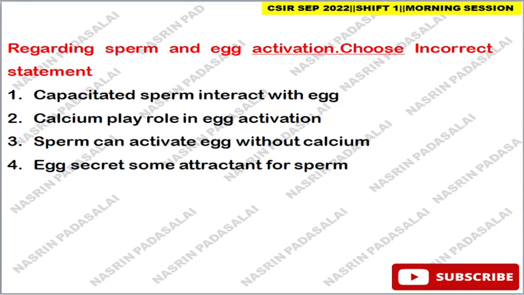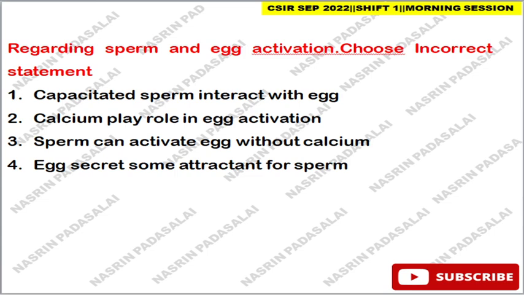Next, regarding sperm and egg activation, you need to choose the incorrect statement. Capacitated sperm interact with the egg. Of course, it is the correct option. Capacitation is a process in which sperm undergo a series of cellular changes that enable the sperm to participate in a process called fertilization, and this capacitation occurs in the uterus.